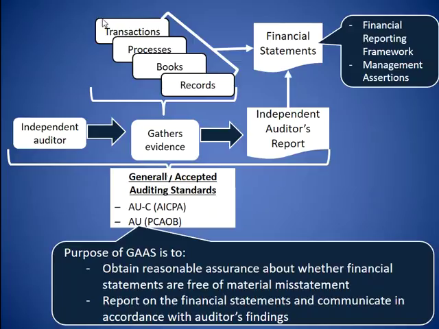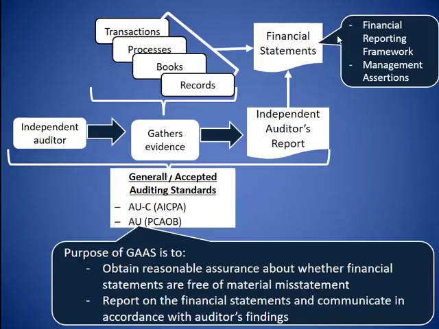Now, again, if we take a look at the process here at the top, we can see a business records it basically, in producing financial statements, a business normally processes transactions, again, through processes that are recorded in the books and documented in company records. All this information is put together and assembled into typically a group of financial statements utilizing what we call some form of financial reporting framework.